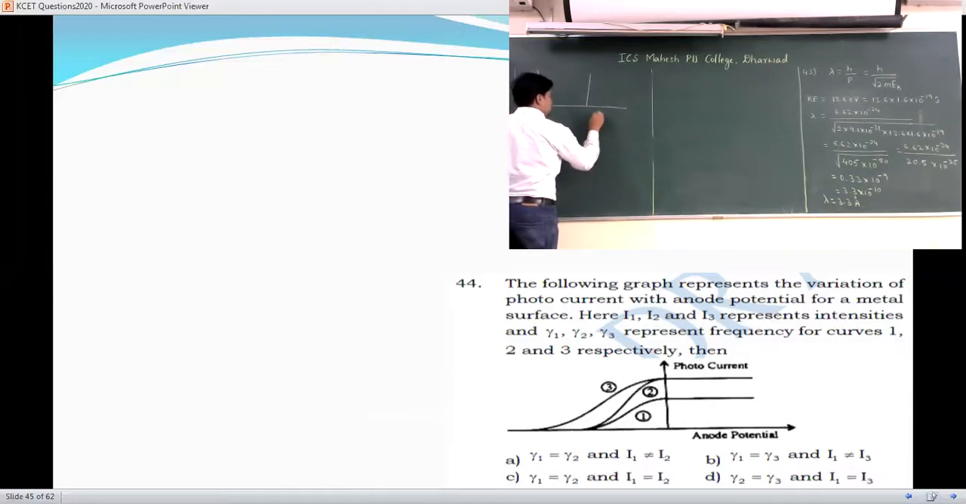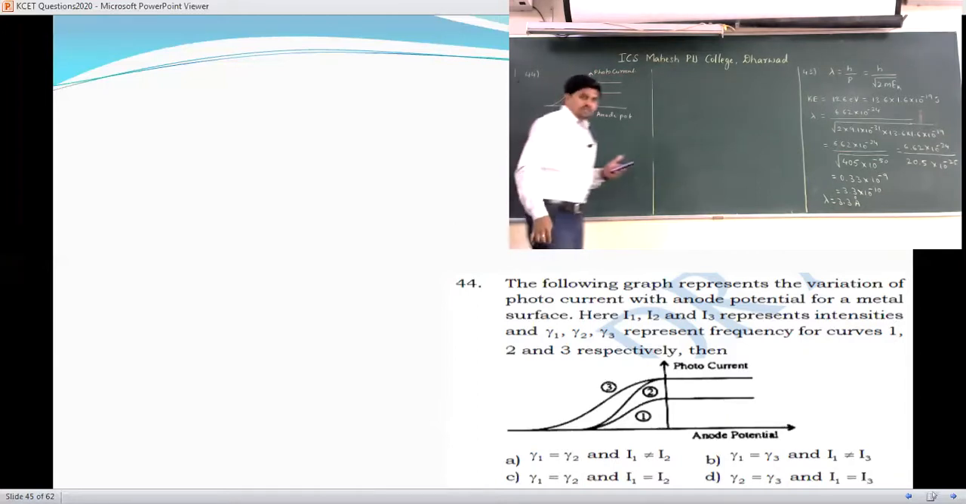Okay, this is anode potential. So here the graph is like this. Yes. So here it is photocurrent. Photocurrent. Okay. Yes, that's it. So this is 1, this is 2, and this is 3.